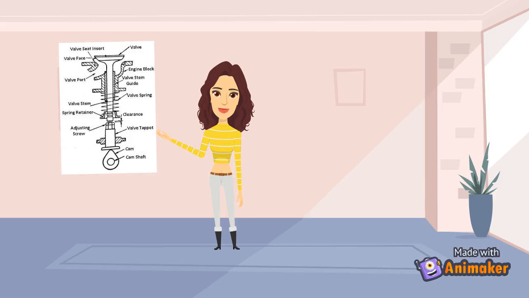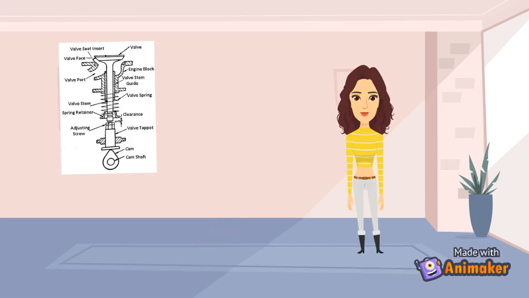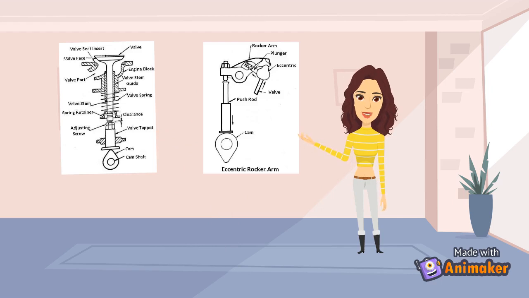1. Valve mechanism for operating the valve in the engine block: straight poppet valve. 2. Valve mechanism for operating the valve in the cylinder head: overhead poppet valve.